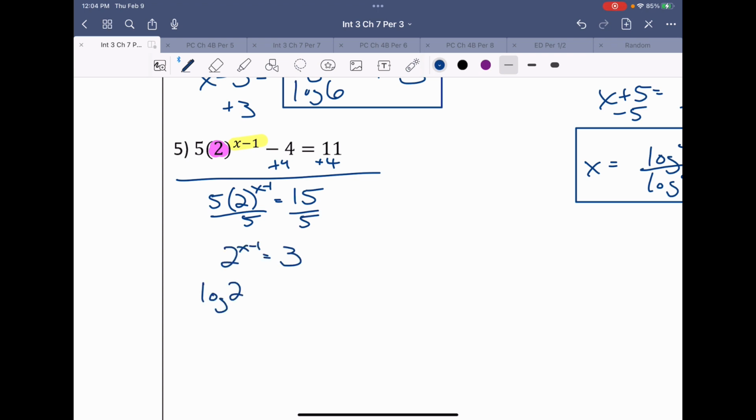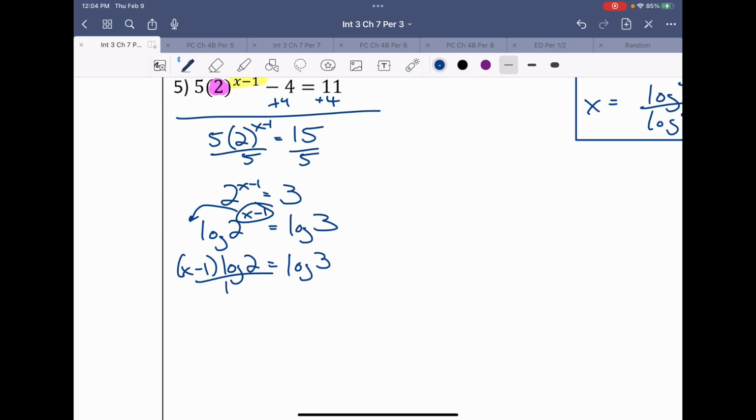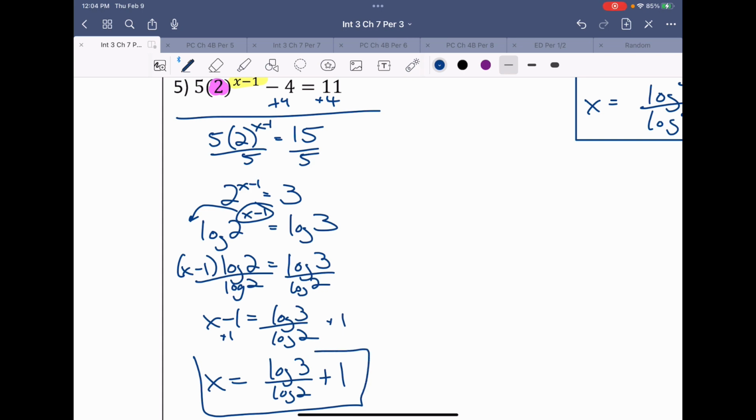Now put the log in front of both sides because I have x in the air. Laws of logs says that exponent can go in front using parentheses when there's a lot happening. Divide that log 2 to the other side. If you used a calculator, log 3 divided by log 2 is just some crazy decimal. I don't need those parentheses anymore. Last step, add the 1. Log 3 over log 2 plus 1 would be our answer.